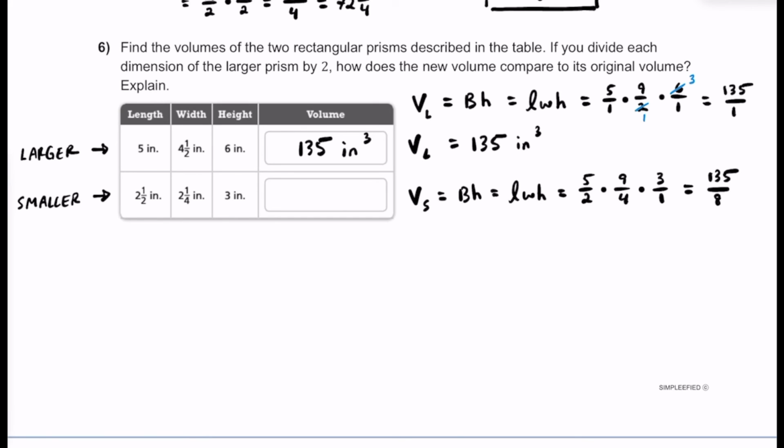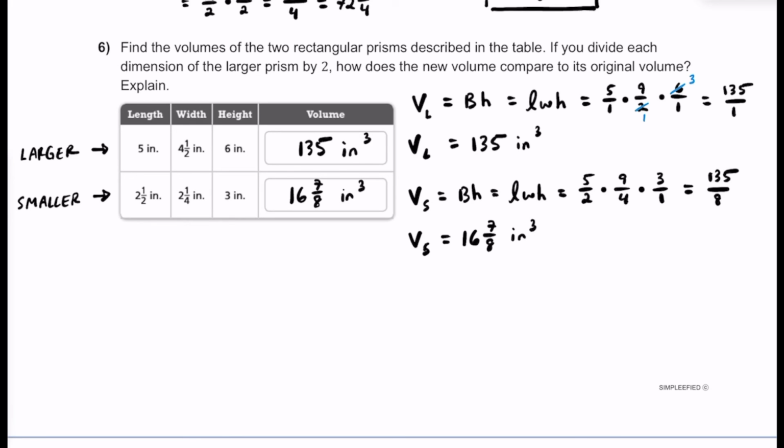Okay, so this is the volume as an improper fraction, but what's the volume as a mixed number? Well, we can just do 135 and divide that by 8. So if you go ahead and do that, 135 divided by 8, it's going to go in 16 times with 7 left over. So it's going to be 16 and 7/8, and that's going to be cubic inches. So 16 and 7/8 cubic inches.